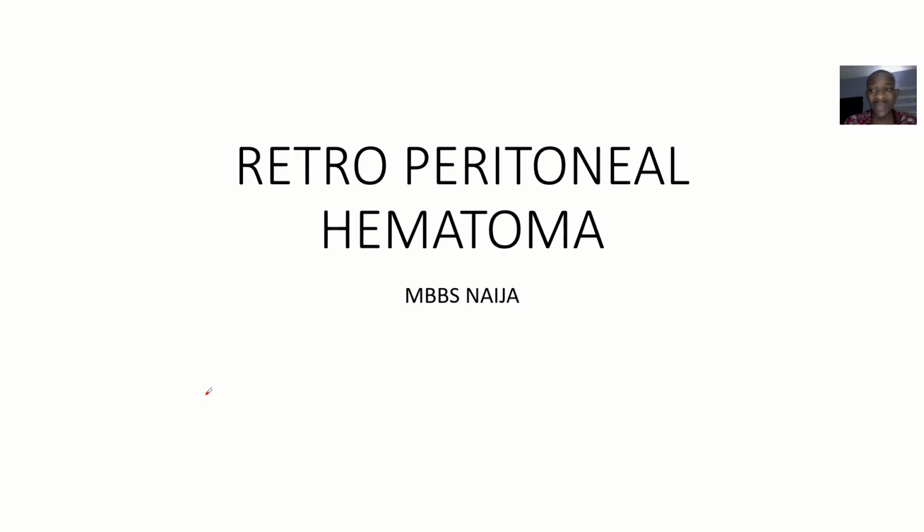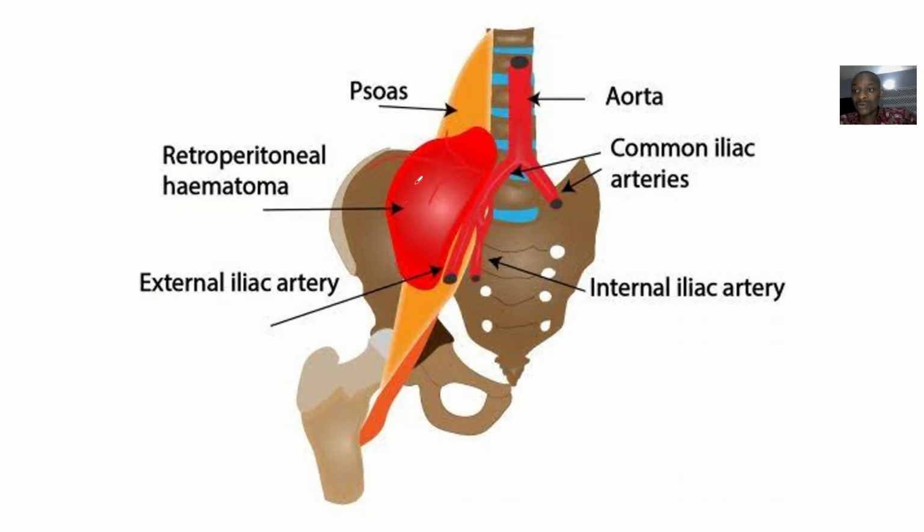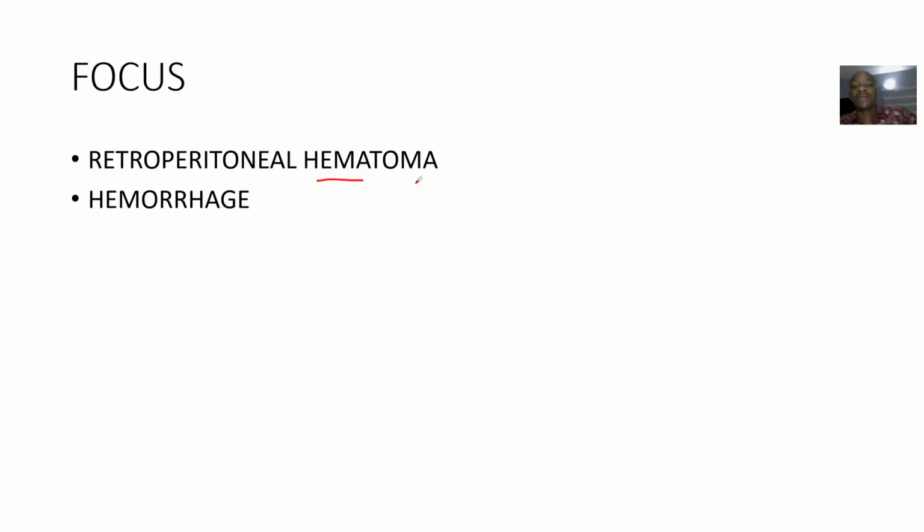Retroperitoneal hematoma. All right. So anytime you see hema, is it hemoglobin? Anything hem, you are talking about blood. Now, what is the word retroperitoneal? Anything retro is behind. Peritoneal is peritoneum. So if you are saying retroperitoneal hematoma, we are simply looking at what?